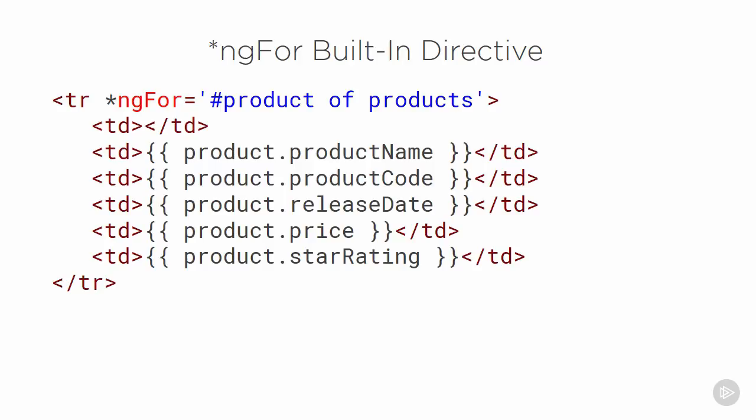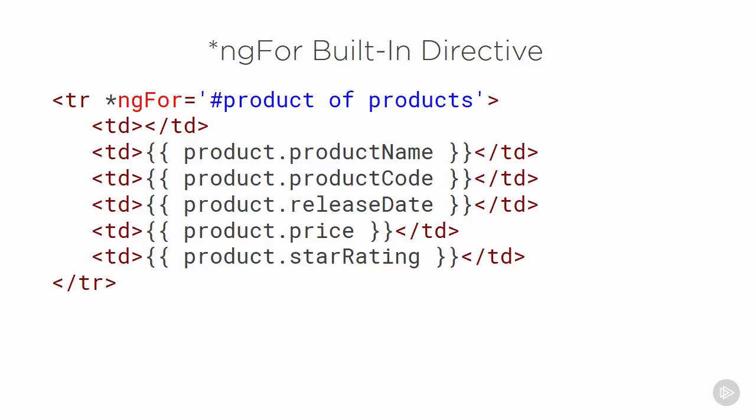Another structural directive is ngFor. ngFor repeats a portion of the DOM tree once for each item in an iterable list. So we define a block of HTML that defines how we want to display a single item and tell Angular to use that block for displaying each item in the list.